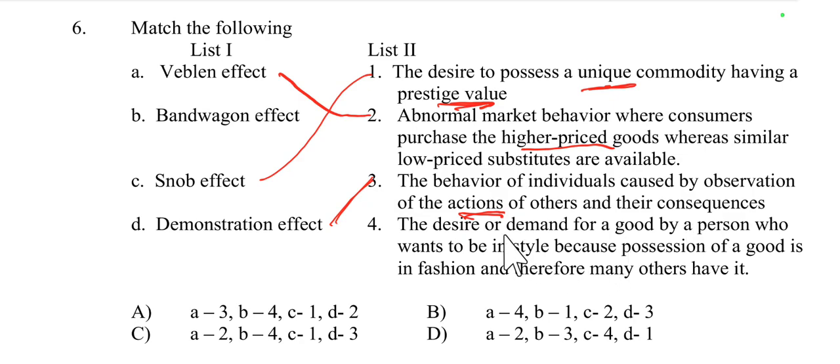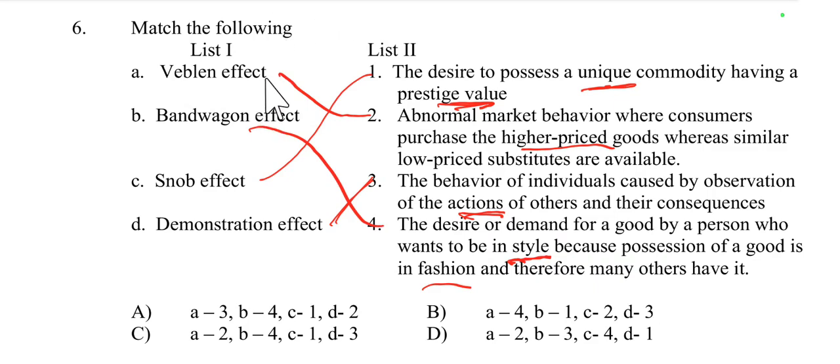Then the fourth one, the desire or demand for a good by a person who wants to be in style because of possession of a good in fashion, and thereby many others have it. So it creates the trending, what is trending in the present situation. So it creates style or fashion. So it is called the bandwagon effect.